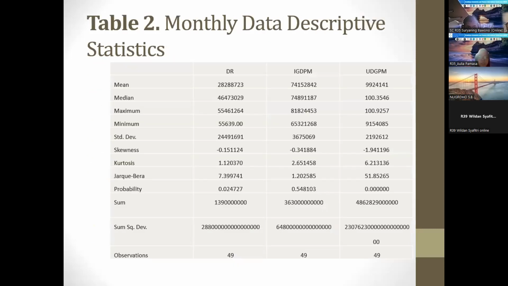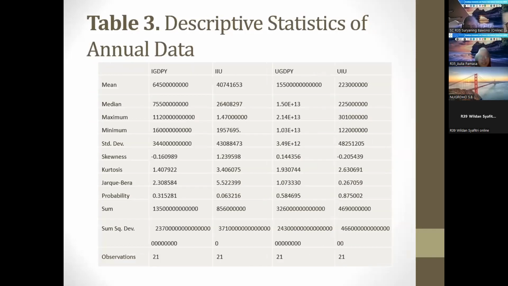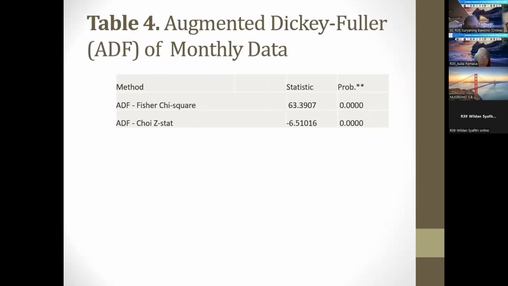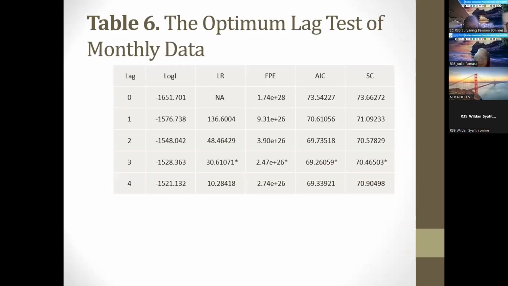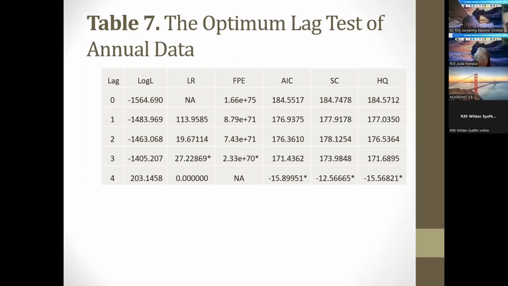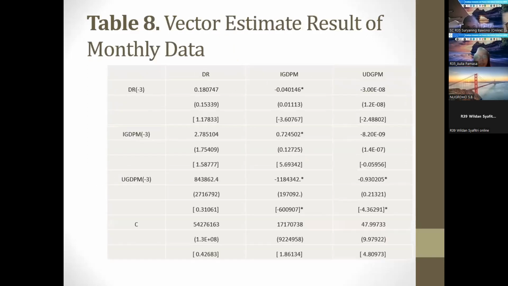Next, table 2 is presenting the monthly data descriptive statistics, and table 3 is presenting the descriptive statistics of annual data. Table 4 is presenting the augmented Dickey-Fuller test of monthly data. Table 5 is presenting the augmented Dickey-Fuller test of annual data. Table 6 is presenting the optimal lag test of monthly data. And then table 7 is presenting the optimum lag test of annual data.